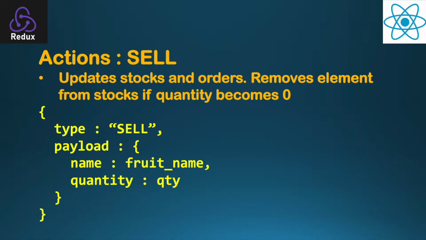Similar to buy, we have an action sell which updates stocks and orders. So buy updates stocks and purchases, sell updates stocks and orders, and removes the element from stocks if quantity becomes 0. And similar to buy, it has a type sell and a similar payload, name of the fruit and the quantity. So this is the application we need to develop. So let us go to our VS Code.